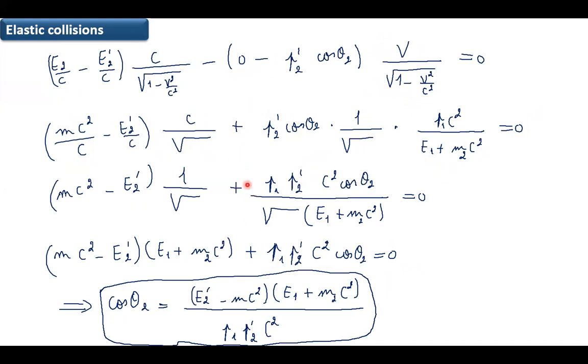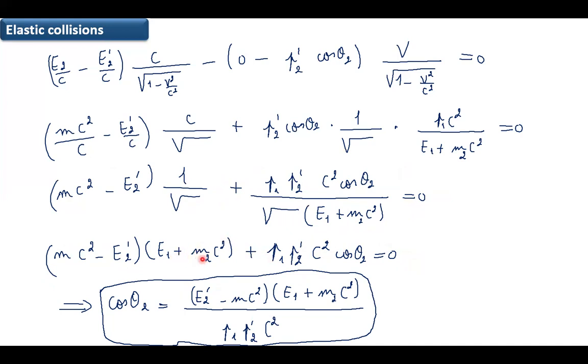So we can simplify here by a C, so it's MC squared minus E prime 2 times 1 over the radical plus P1 times P prime 2 cosine theta 2 C squared over the radical times E1 plus M2 C squared is equal to 0. And you make the common denominator and you take your numerator as equal to 0. So M C squared minus E prime 2 times P1 plus M2 C squared.